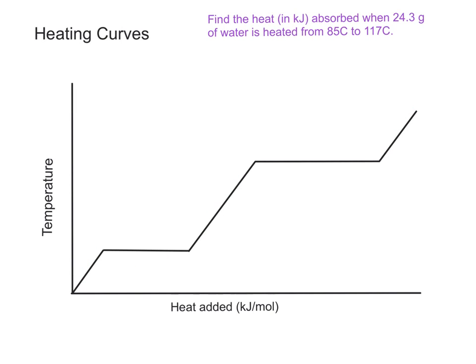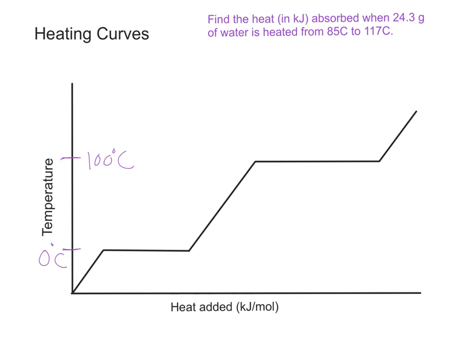So now let's apply all of these ideas to a problem. Up here at the top, I have a problem that says find the heat in kilojoules absorbed when 24.3 grams of water is heated from 85 degrees Celsius to 117 degrees Celsius. If we are taking this heating curve as the heating curve of water, we can assume that this part right here is your 0 degrees C, and this is where your 100 degrees C will be.